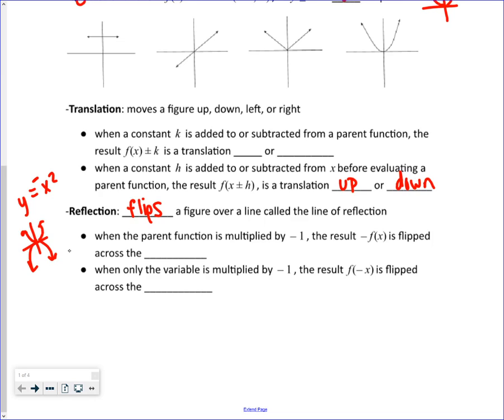Again, I know this is a lot of info. When I get to the questions, you'll see what I mean, but I'm just trying to show you as I go a little bit. When the parent function is multiplied by -1, the result is flipped across the, which one is this? This is the x-axis. Okay? When only the variable is multiplied by -1, it's flipped across the, obviously, y-axis. And again, I'll show you that better when we have examples. It's easier to tell. Okay?